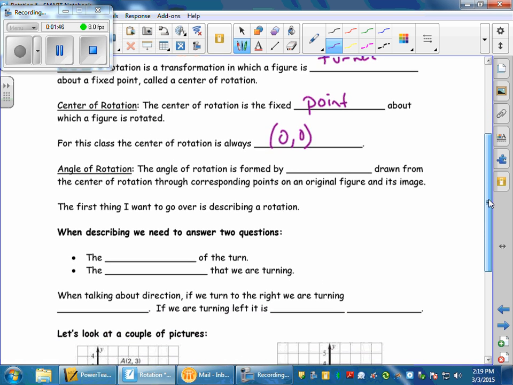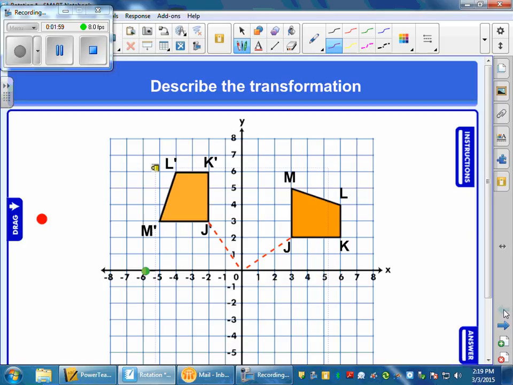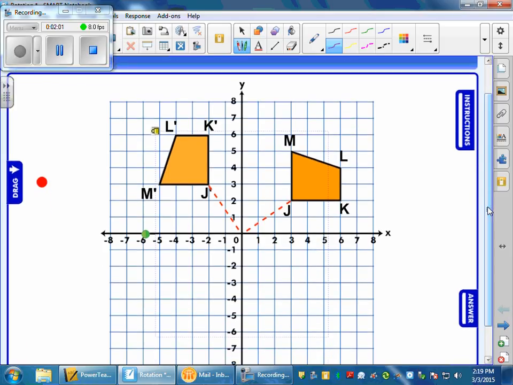The thing that is important, though, is this angle of rotation. The angle of rotation is formed by lines drawn from the center of rotation through corresponding points. Let me show you what that means, because that's confusing. So let's look back at this first example. Obviously, you can't look at it.